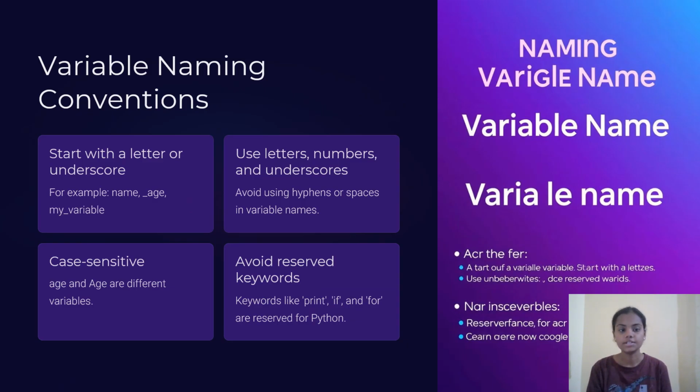Variable naming conventions: start with a letter or underscore, for example name, age, or my_variable. Use letters, numbers, and underscores, and avoid using hyphens or spaces in variable names. Case sensitivity: Age and age are different variables. Avoid reserved keywords like print, if, and for, which are reserved for Python because if, print, for, and else are already stored in the Python library.